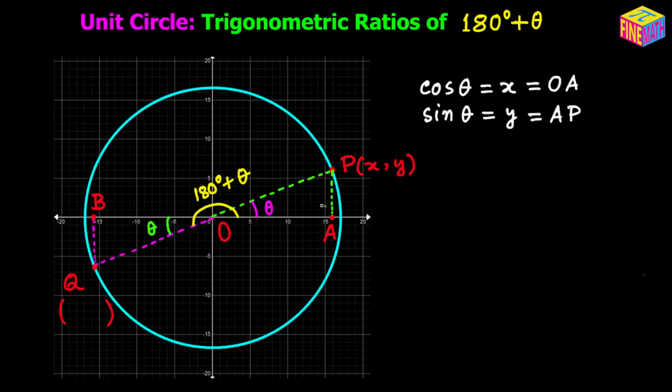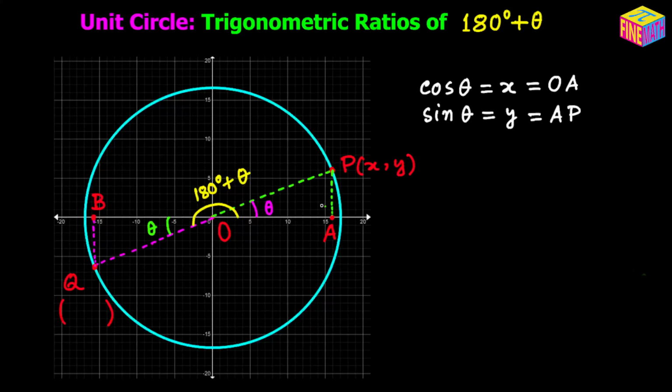And now what is OB? Well, as you can see, OB is actually equal to OA. So can we write it like this? It would be negative of OA. And then what is OA? Well, as you can see, OA is equal to cosine of theta, as I have noted up there in white color. So we can write it as negative of cosine of theta. So we have been able to find the value of cosine of 180 degree plus theta. That turns out to be negative of cosine of theta.